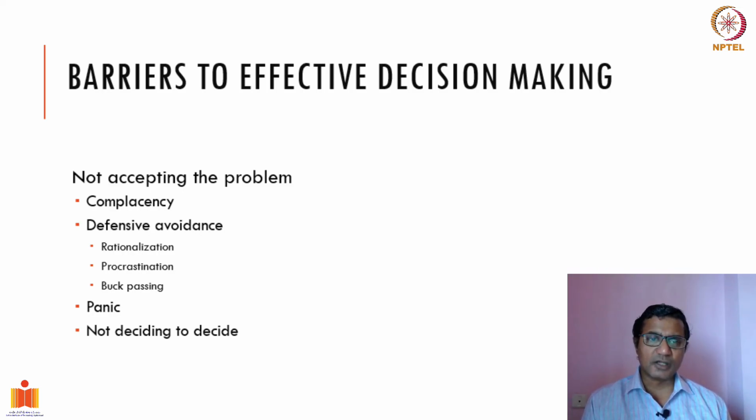The last reason is not deciding to decide. You don't even know whether you are the person who ought to make the decision. You are not sure in the organization who has to make the decision, whose responsibility it is. There is no clear-cut role definition of who handles this problem, so nobody knows who has to decide. These are some of the barriers in decision making at the individual level and also at the organizational level.